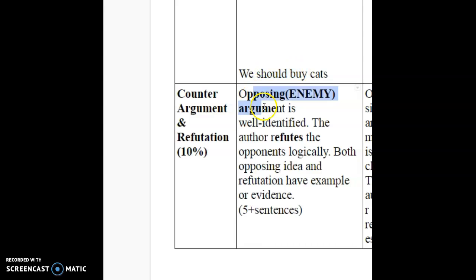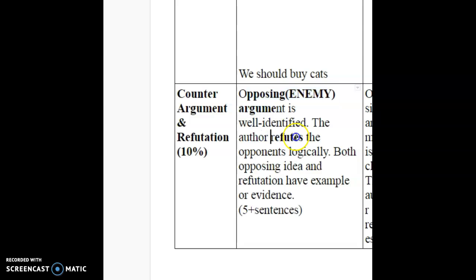In the third body paragraph, I'm going to bring up a point from the other side. So what would be a reason why somebody would argue that we should buy cats? Maybe they say that cats are clean. Okay, so that's the opposing argument or the enemy's argument. So this is just a point from the other side I'm arguing against. And one of the points for this topic is that cats are clean.